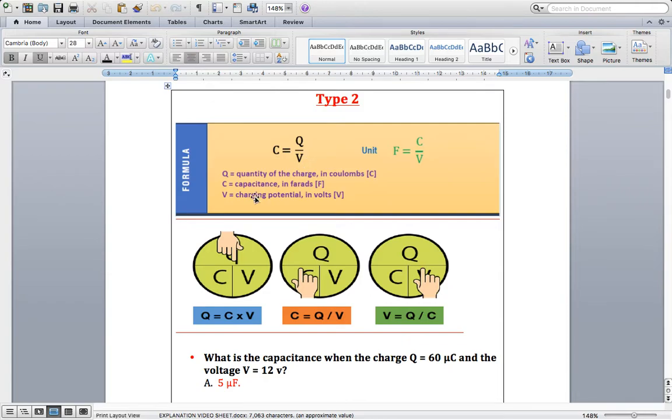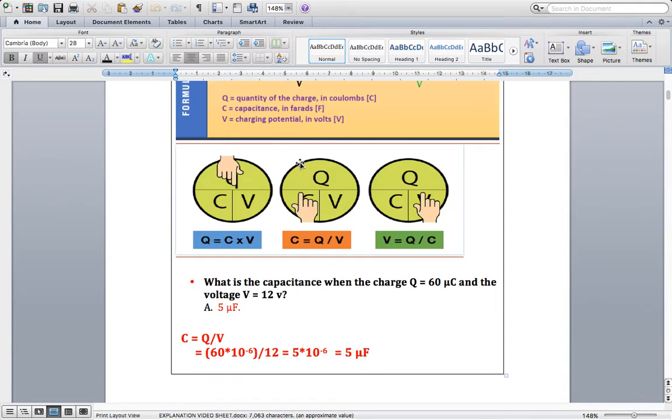And V is the voltage generated in the capacitor. It will be in volts and we will put the symbol as V. So C equal to Q by V, which means if you have a capacitor which is charged, if you want to find the value of capacitance, just divide the charge inside the capacitor by the voltage. Okay, so C equal to Q by V.